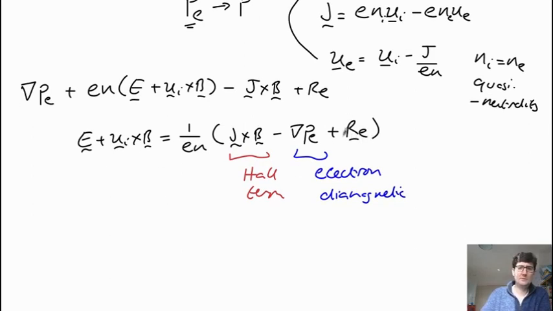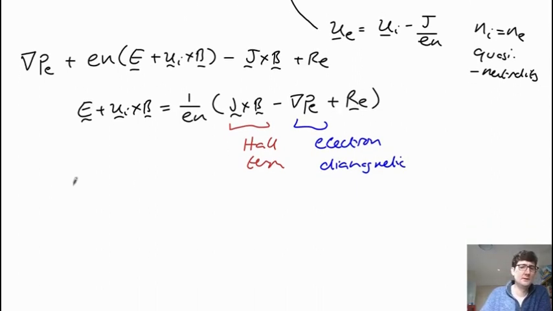And so, for example, the collision rate must not be so high that this ends up being large. So we need enough collisions that we're in the collisional regime, and we can make the approximations we made earlier on things like the pressure tensor. But if collisions are too high, then this will start to become significant, so that there will be the resistive MHD. So for ideal MHD to work, the collisions have to be high, but not too high, so that we can still neglect this term.